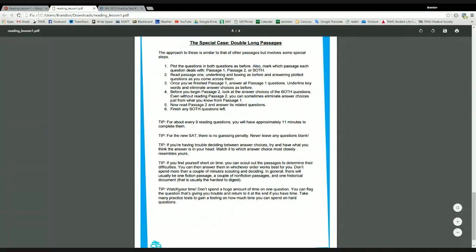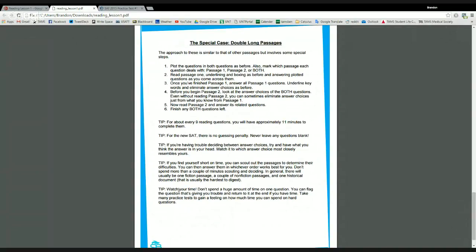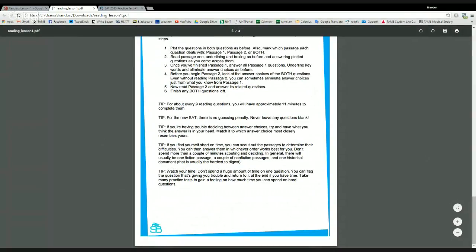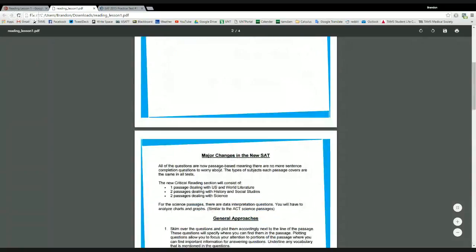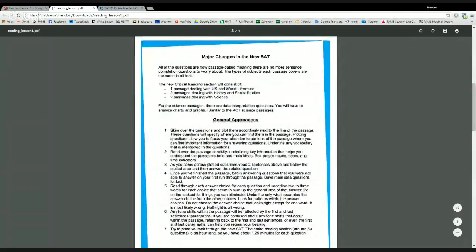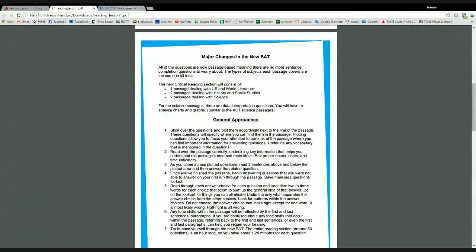Watch your time. Don't spend a huge amount of time on one question. You can flag the questions that give you trouble and return to it if you have time. Take many practice tests to gain a feeling of how much time you can spend on hard questions. So again, watch your time and make sure you practice to get the general idea of how long it takes to read a passage and answer questions, so you have a good amount of time to spare.